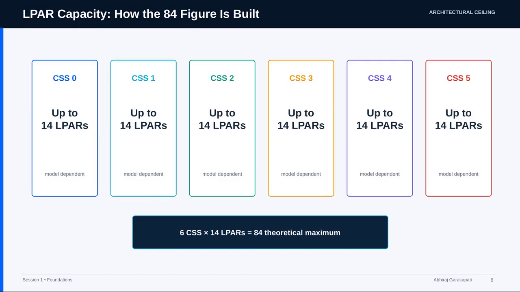The source material gives a useful architectural maximum. A large machine can support up to 6 channel subsystems, and each CSS can contain up to 14 LPARs. 6 groups of 14 gives a theoretical total of 84 partitions. Think of it as 6 floors in a building with 14 apartments on each floor. The exact number available depends on the machine model, so the model-specific limits still need to be checked. The point of this slide is not that every system has 84 partitions. The point is that the architecture was designed to scale to many independent operating system images on one physical machine.